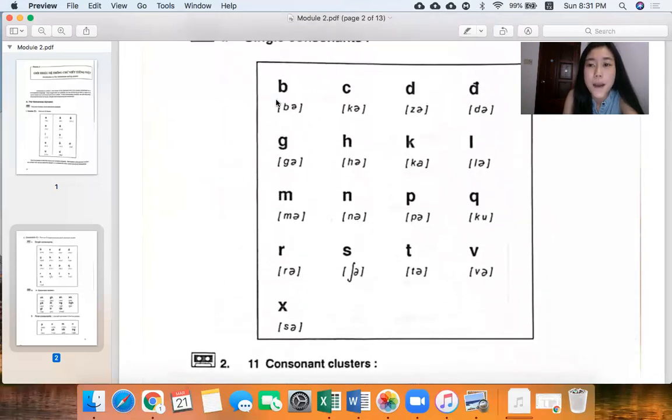B, b, g, g, z, z, d, d, g, g, h, h, k, k, l, l, m, m, n, n, p, p, q, q, r, r, sh, sh, ta, ta, va, va, sa, sa.